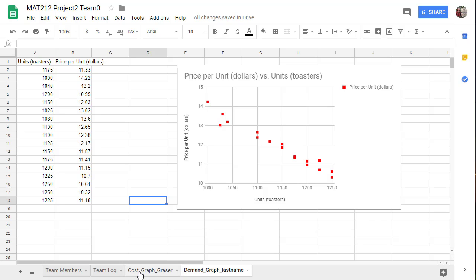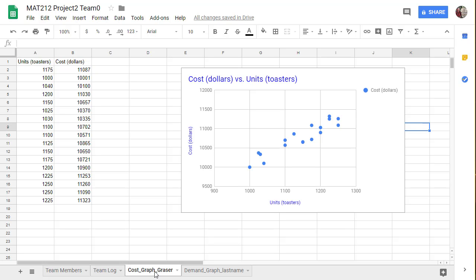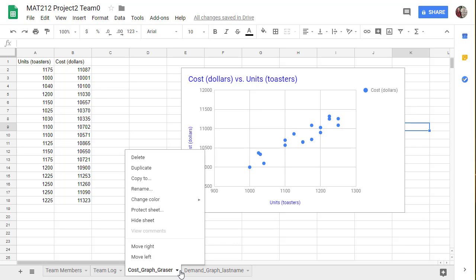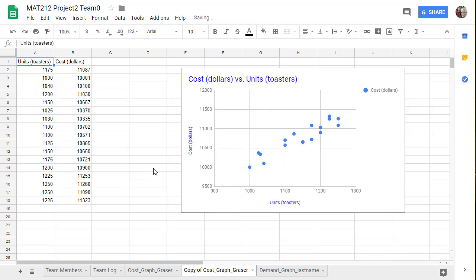More likely, you're probably going to have more than one cost graph or maybe more than one demand graph, depending on how many teammates you have. So I'm going to go ahead and do this with the cost graph. And the first thing I'm going to do is, since I'm going to use this graph as my starting point, I'm going to go down here, click, and say make a duplicate. So for this next assignment, I'm going to be working with a fresh copy, but I can always go back to what I did from the first technology assignment.